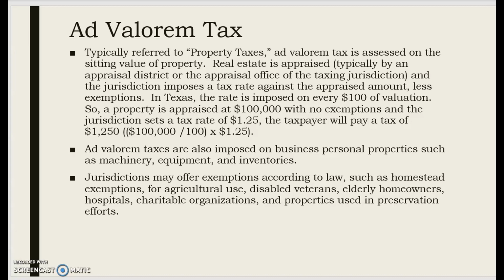Cities, counties, and school districts can also impose ad valorem taxes on machinery, equipment, inventories, and other business personal properties. Jurisdictions also offer exemptions, such as homestead exemptions, ag use exemptions for farmland or crops and animal growing. They can also offer exemptions for disabled veterans, elderly homeowners, and for charitable organizations.